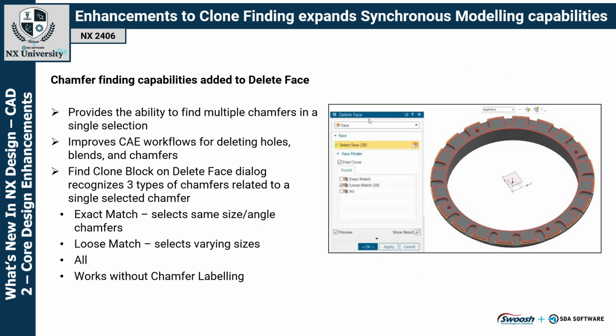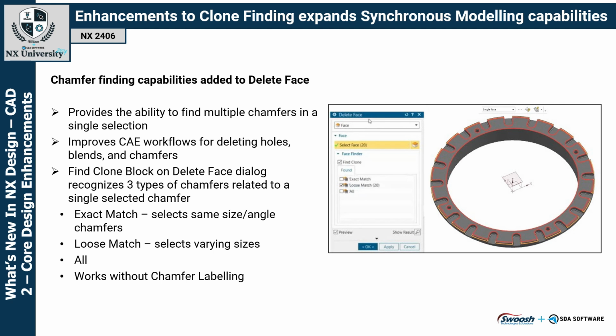Next item we're going to look at is enhancements to clone finding, which is going to expand our synchronous modeling capabilities. This enhancement comes in 2406. Chamfer finding capabilities have been added to the delete face command. This is going to provide the ability to find multiple chamfers in a single selection. It's going to improve your CAE workflows for deleting holes, blends, and chamfers.